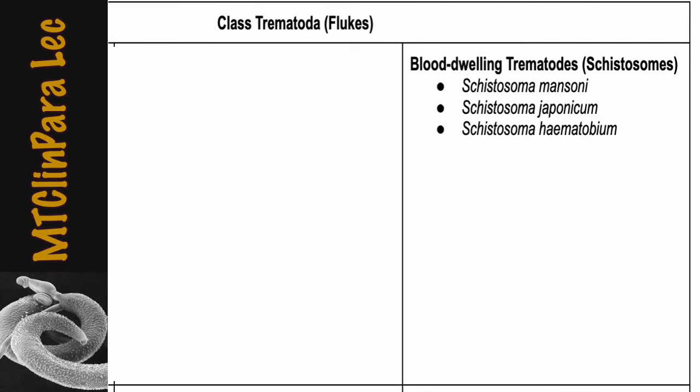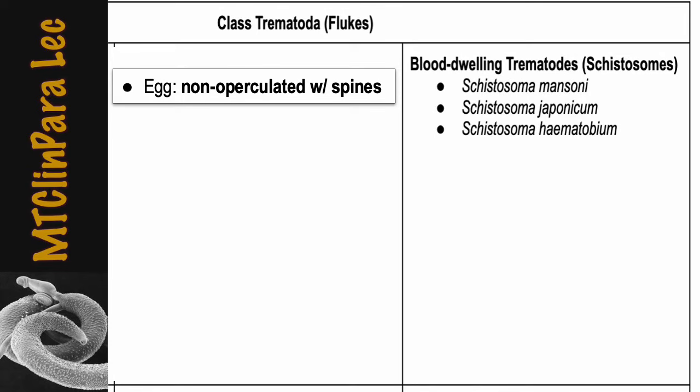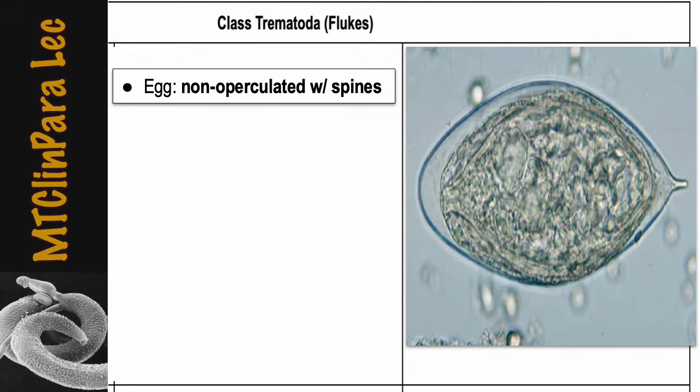Next one, we have your blood-dwelling trematodes or schistosomes. Although we have 5 major schistosomes, we will only be discussing the 3 clinically significant blood flukes. We have your Schistosoma mansoni, japonicum, and haematobium. So let's talk first about their egg or ova. Compared to your organ-dwelling trematodes, your schistosome eggs are non-operculated, but with the presence of spines or knobs. Just like here in this picture, as you can see, this is the S. haematobium ova or egg. So the presence of a terminal spine indicates the parasite Schistosoma haematobium.